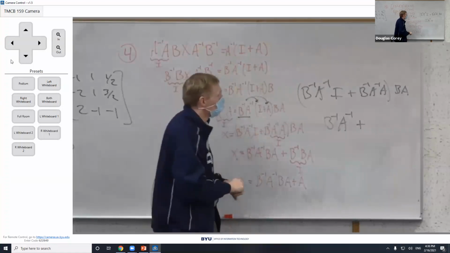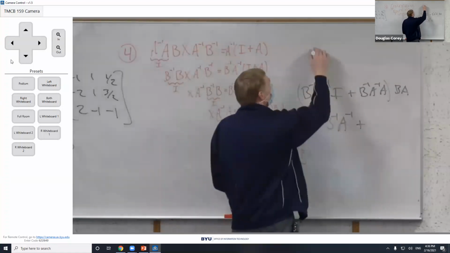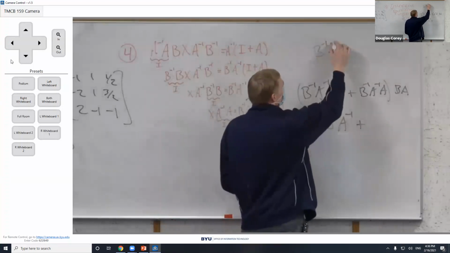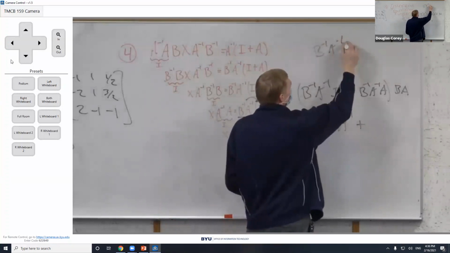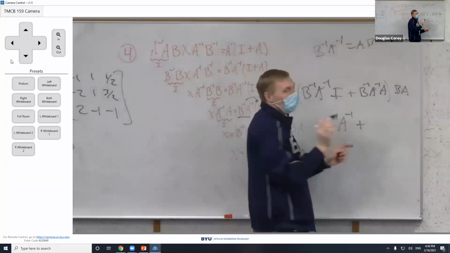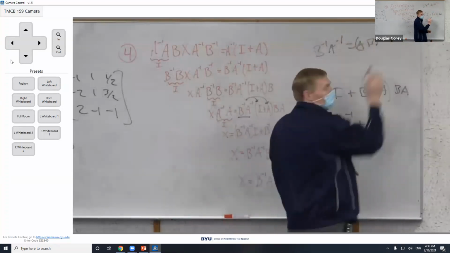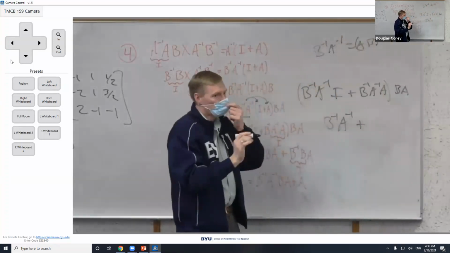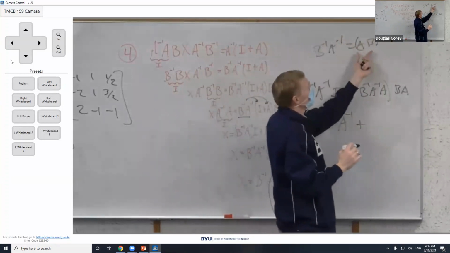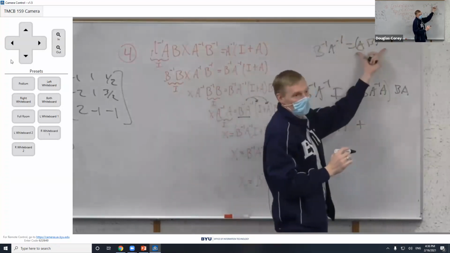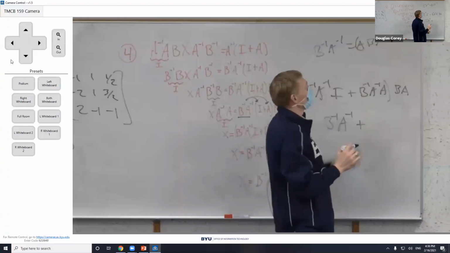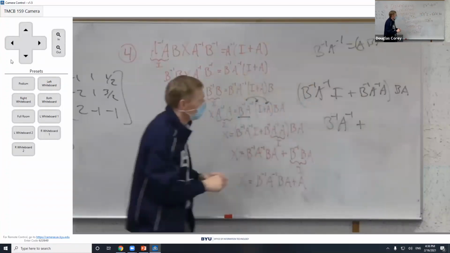Isn't B inverse A inverse, isn't that AB? She said, isn't B inverse A inverse AB? It's not AB, but it's AB inverse. So it's not equal to AB, but sometimes it's nice to be able to write it this way. Nice connection.